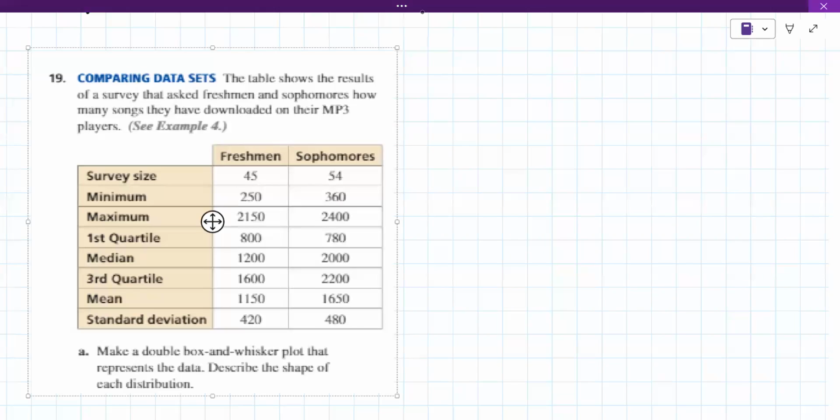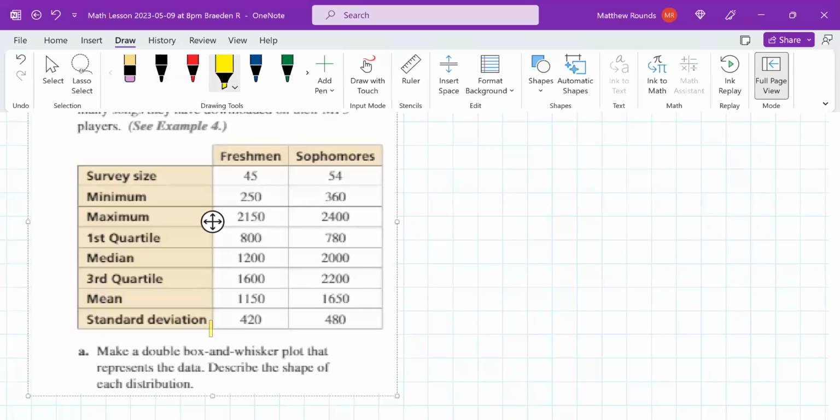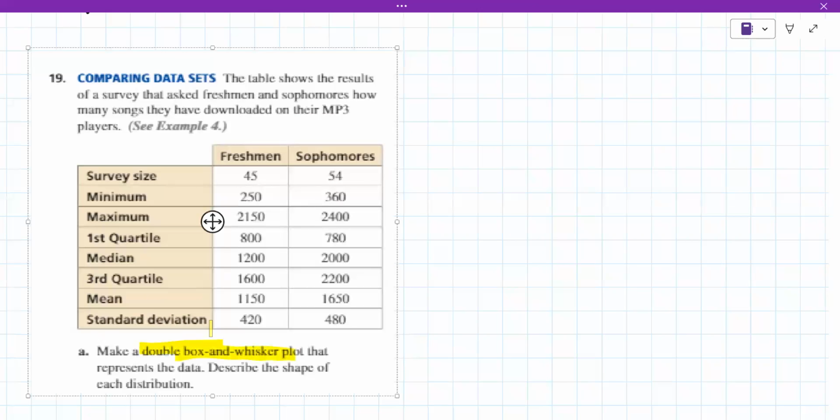All right. So hopefully you guys talked about box and whisker plots. Yes. Now, the fact that it's a double box and whisker plot just means that there's one on top of the other.